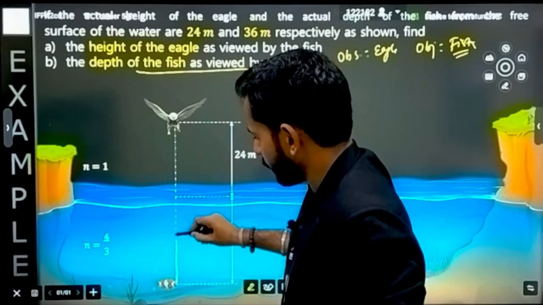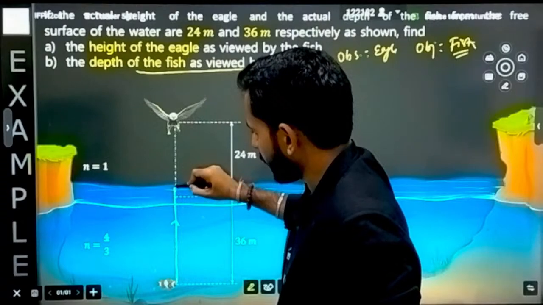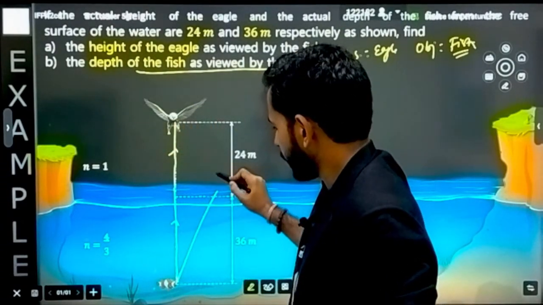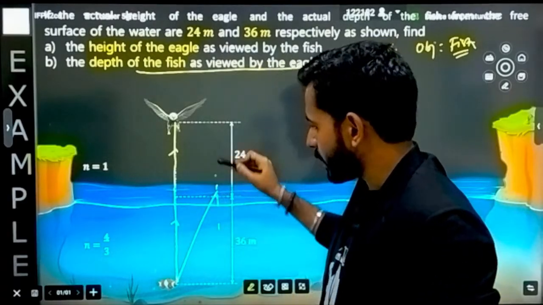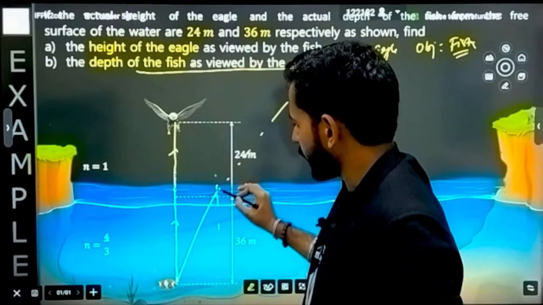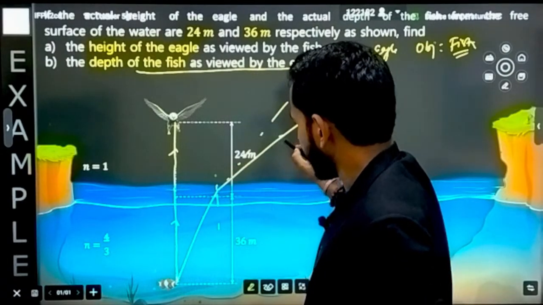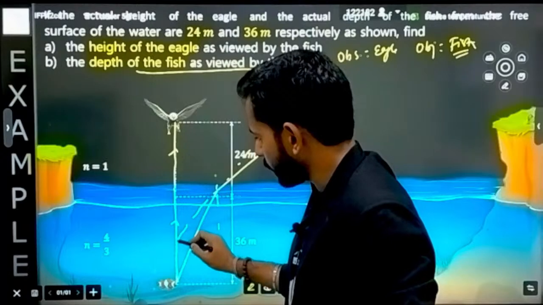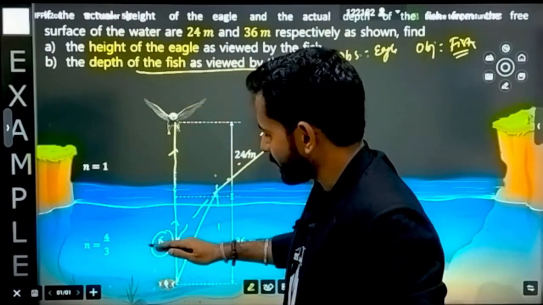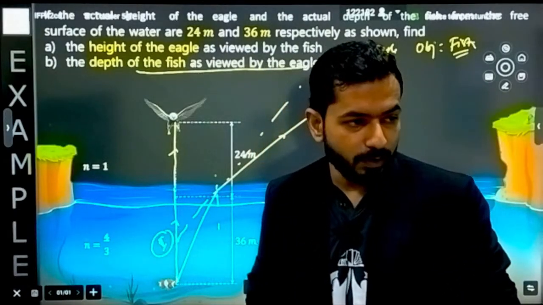That means some rays will be coming from the fish. The first ray I always take as simply passing straight away. The second ray I will take at some angle. Now I am going from denser to rarer medium. This is the natural ray that should be there, but I am going from denser to rarer, that means bending will be away from the normal. It bends away from the normal, and the intersection point is called the image point. That means for the eagle, this is the point where it will feel that the fish is present.